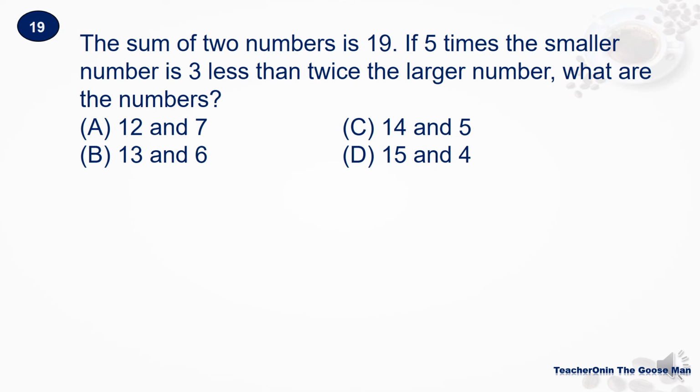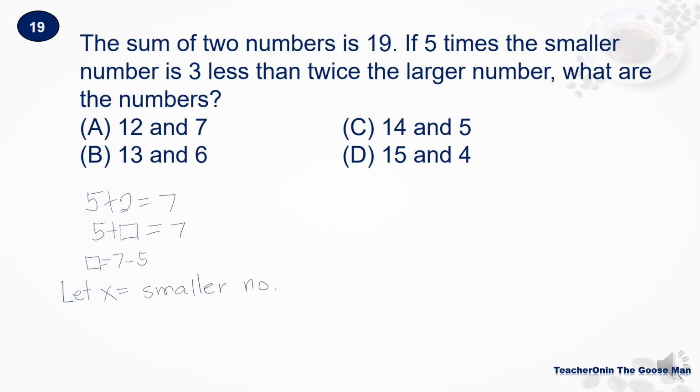First and foremost, we have the sum of two numbers, but before that, let's recall something. When we were young, 5 plus 2 is equal to 7. But this time, we have 5 plus something is equal to 7. To get this blank or unknown number, we do 7 minus 5. This is the value of the blank. In the same manner, we will use this to solve the problem. We will let x be equal to the smaller number.